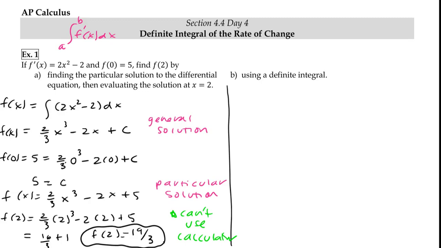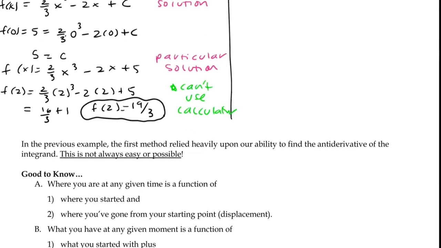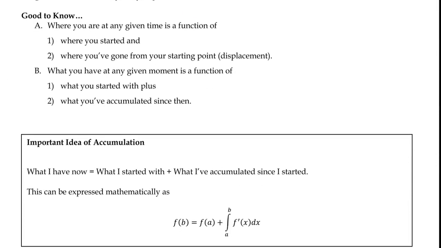So what's this next one saying? It's saying use a definite integral. So first I'm going to jump down here with this good to know thing. And this is just kind of common sense, but it's nice to see how it relates to math. Okay, let's look at the first one. Where you are at any given time is a function of. Okay, let's say right now, where are you at? You're where you started, okay? So if you start right now where you're at, and now let's say you get up, and you can go ahead and get up off your seat right now if you want, and walk 5 feet to the right. So where you are at any given time is going to be where you started, which was in your chair, and then where you've gone from your starting point, which is your displacement, right?